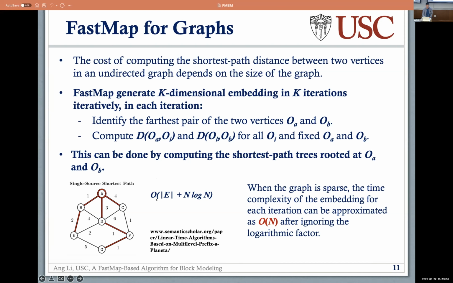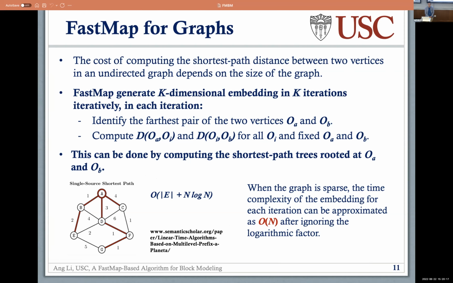Here, n is the number of the vertices of the graph. And when the graph is sparse, this time complexity can be approximated as O(1) after ignoring the logarithmic factor. And overall, to generate the k-dimensional Euclidean embedding, the time complexity is still near O(KN).